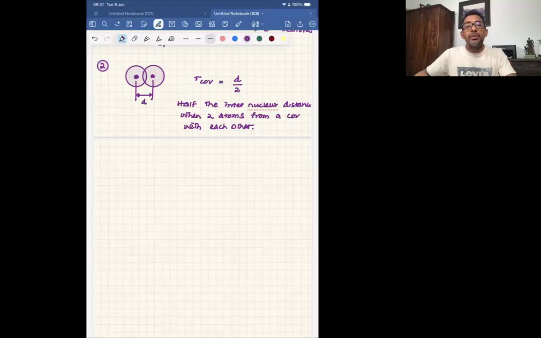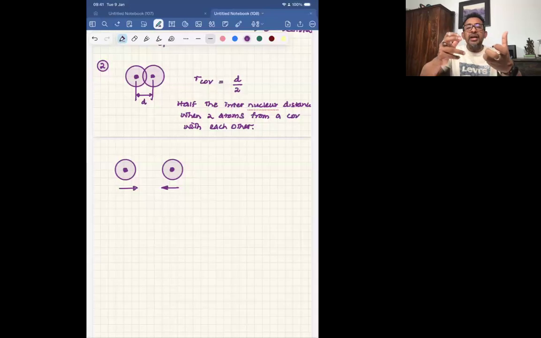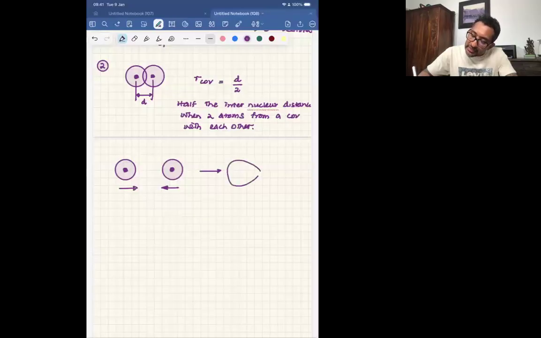Van der Waals radius. Can you remember what the van der Waals radius is? They are not forming a covalent bond. Instead, these two atoms approach each other. Since they can't form a bond, there is a temporary distortion of the electron cloud. Temporarily, the electron cloud is deformed like this.